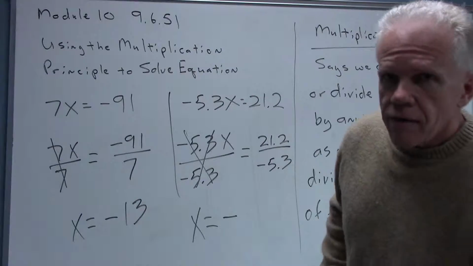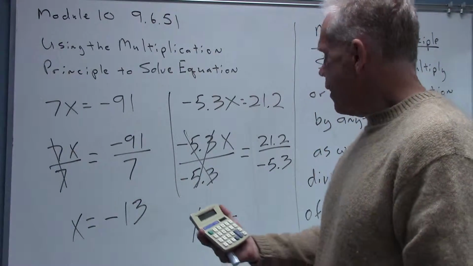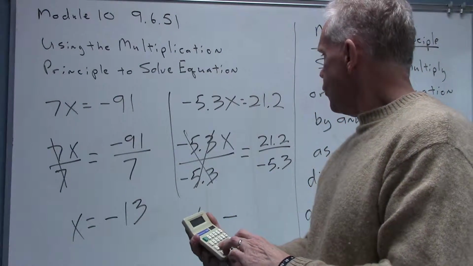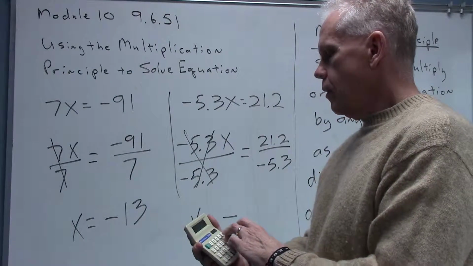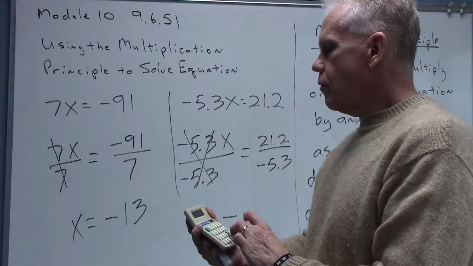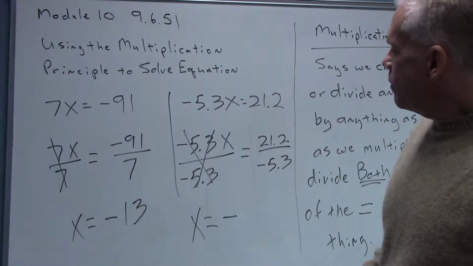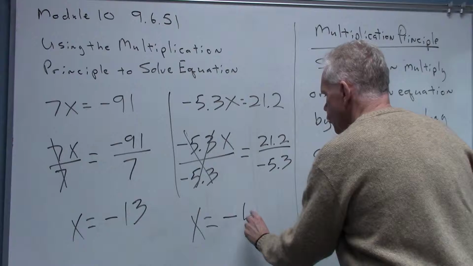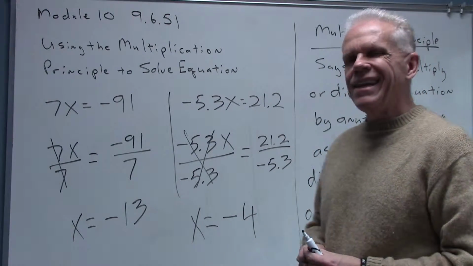To be safe here, I'm going to pull out my handy dandy calculator and punch in 21.2 divided by 5.3 equals 4. How about that? So your answer should have been negative 4.